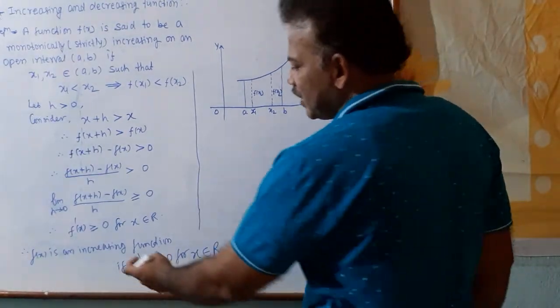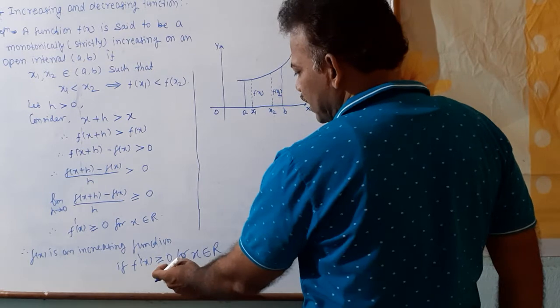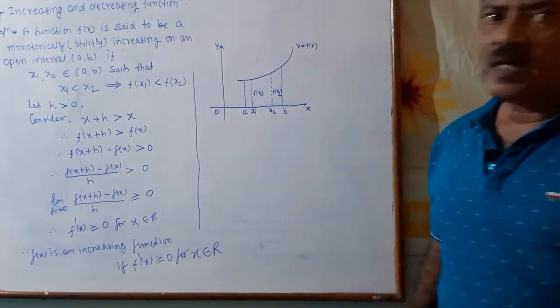And when we say increasing, we get here f dash x greater than or equal to 0 for x belongs to R.